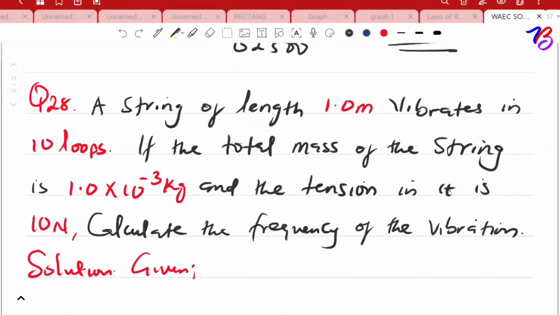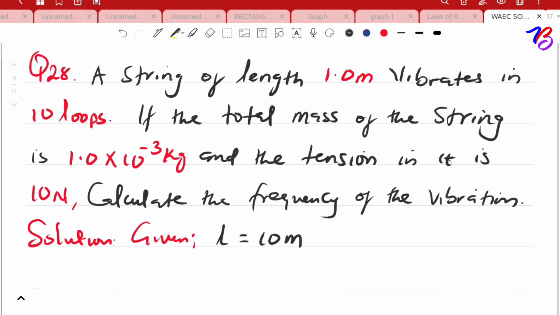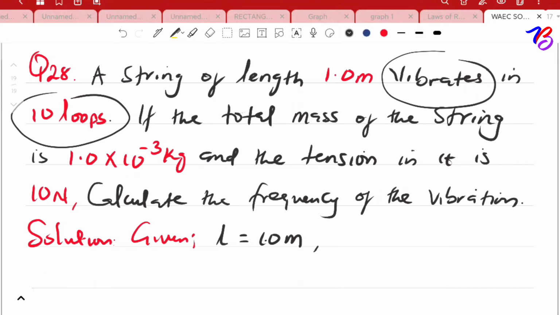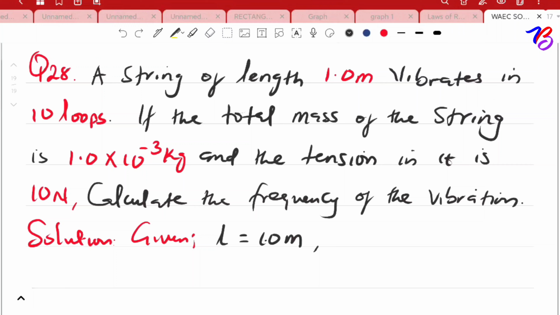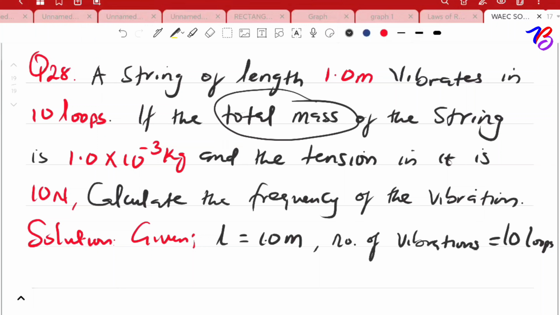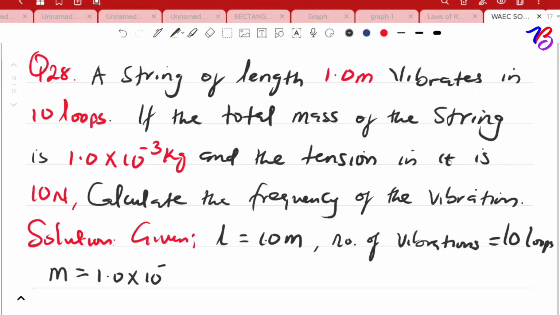So, solution. From the given data, our length is given to be 1.0 meters. Then what again is given? It vibrates in 10 loops, so the number of loops is given to us. We'll not use this now, we use it at the end of our solution. So the number of loops is 10. Take note of this. We're going to use it to multiply by our frequency later. Our mass is equal to 1.0 times 10 raised by minus 3 kilograms. And the tension in it, our T, is given to be 10 Newton. So we calculate the frequency of the vibration.